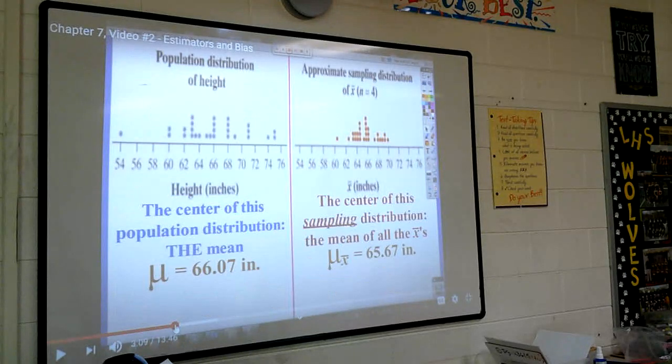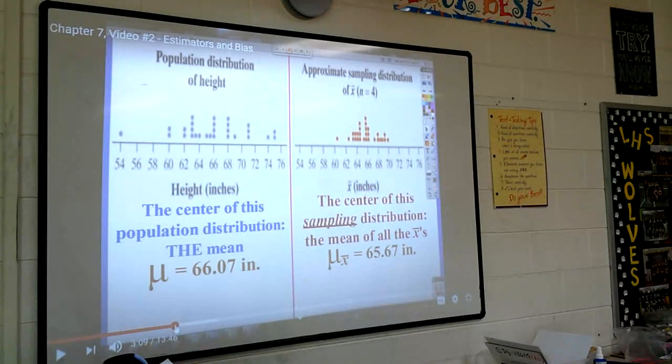Okay, so these are the 2 pictures you should see on your notes. These are population distributions of height, right? So the first one, if you took all those dots and put them into your list and found the mean, it would be 66.07, okay? That is for the entire population. That is every single height in the entire population. It looks like there's 28 dots in there, so maybe it's a class of 28 people.